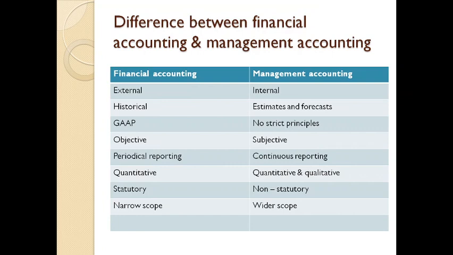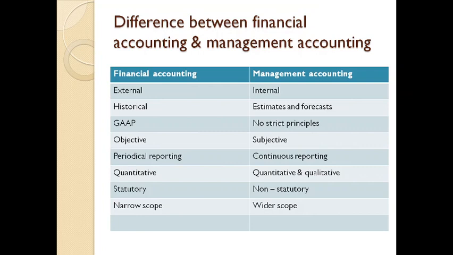Next point of difference is on the basis of periodicity of reporting. There is periodical reporting of information in financial accounting, that is quarterly, yearly, etc. In management accounting, there is continuous reporting of information. It may be weekly, monthly, quarterly, half yearly, yearly. It depends upon the requirement of the management or organization, because there is no statute regarding preparation or maintaining of reporting.